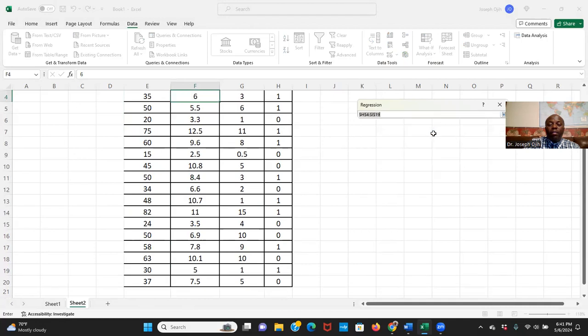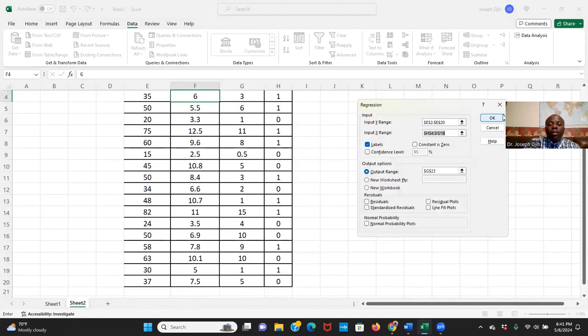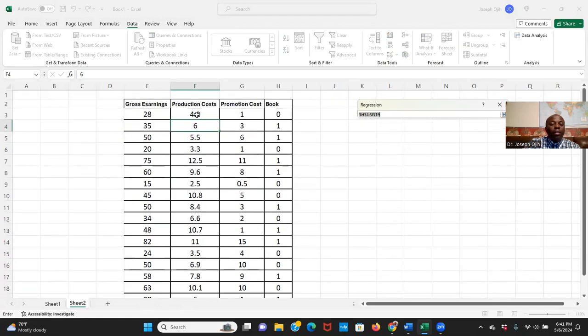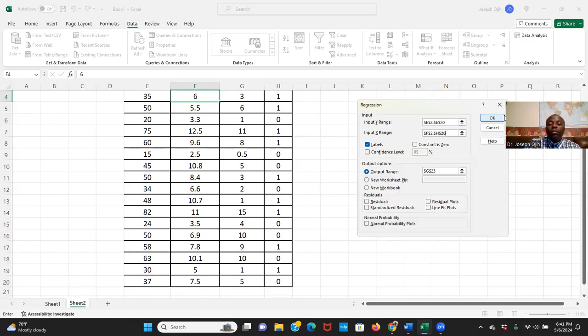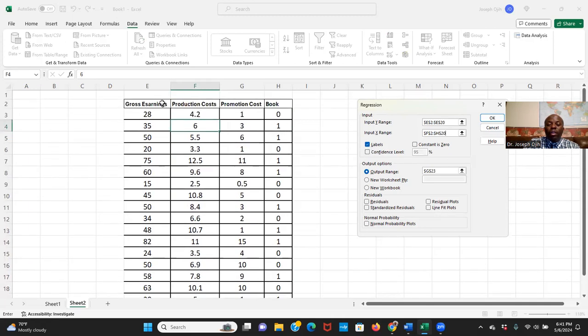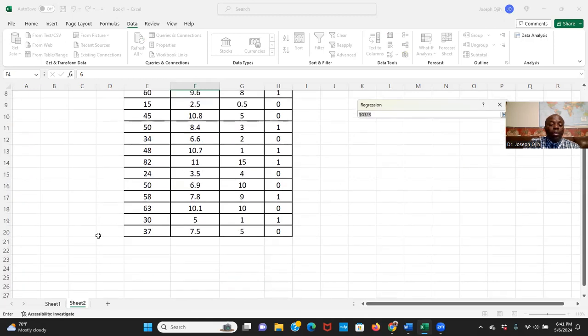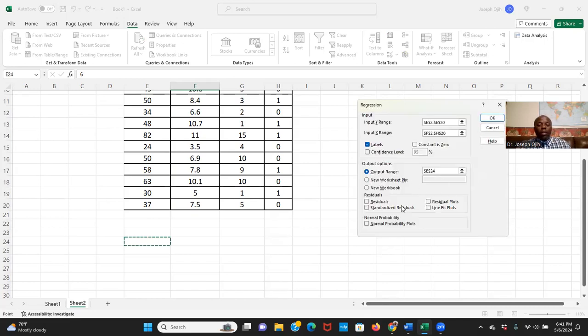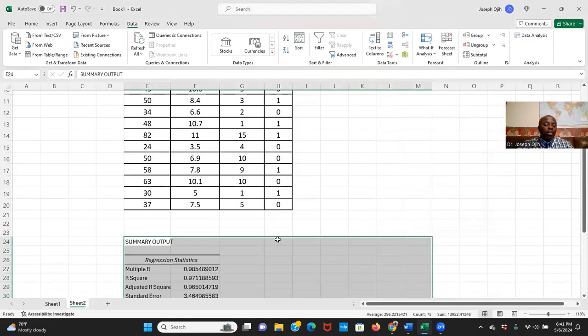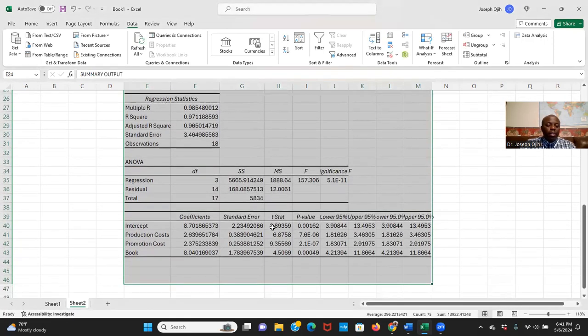For the X range, you click here. There are three variables, X1, X2, X3, so you're going to highlight the three of them. See, this is a multiple regression. Check the labels, because we highlighted the titles. For the output range, I want it to be placed here, so I'm going to check that. Then we're going to click OK. Now it gives us the results.